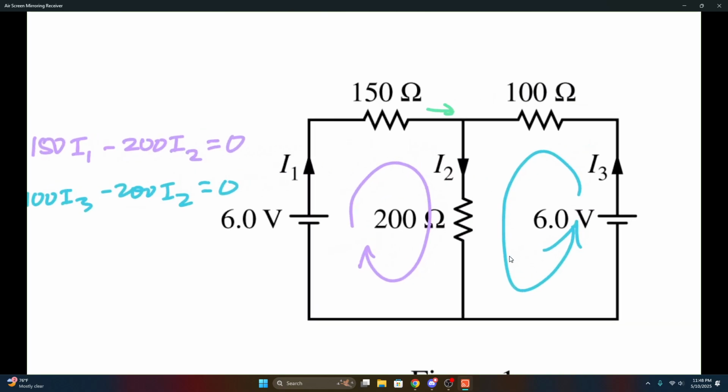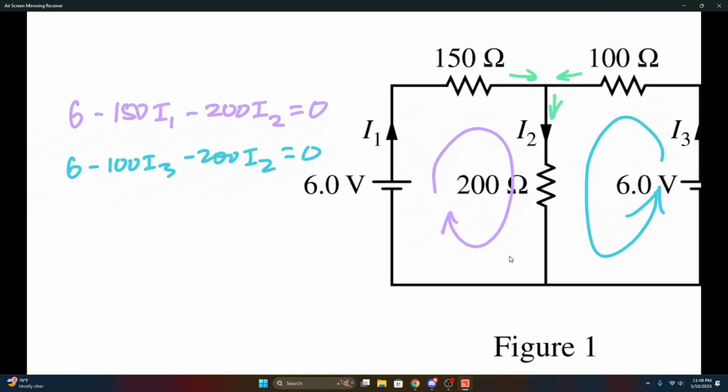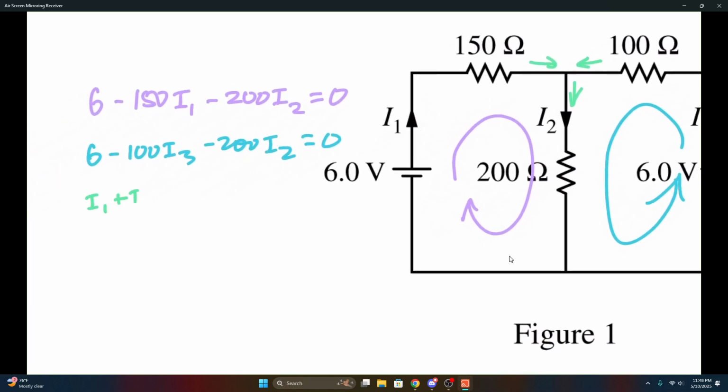So we're going to use a junction rule, like this. We know that I1 plus I2 equals I3. Okay.